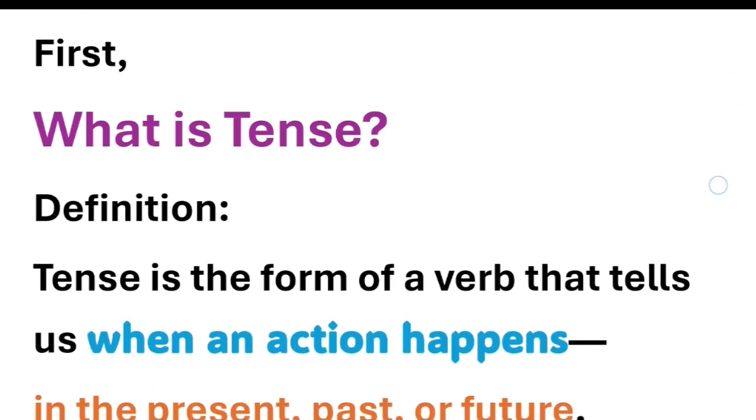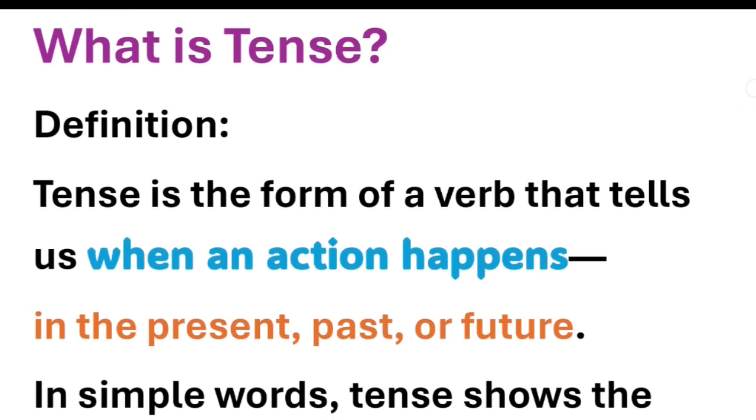What is a tense? Tense is the form of a verb that tells us when an action happens. So when any kind of action or event happens, we talk about the time zone of it. That is tense. It can happen in the present time, or in the past time, or may happen in the future. So this is the time zone in which we say any event or action has happened. That is called the tense.